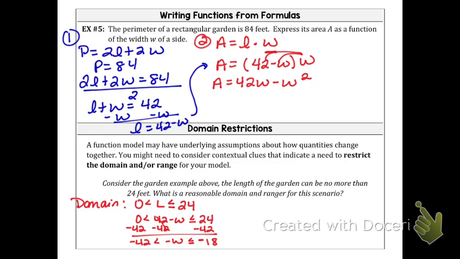I believe so. All right, and then divide by negative 1. Now be careful. Remember, when you divide by negative, your signs change. So we get 42 is greater than W, which is greater than or equal to 18. So this means that 18 is less than or equal to W, less than 42.